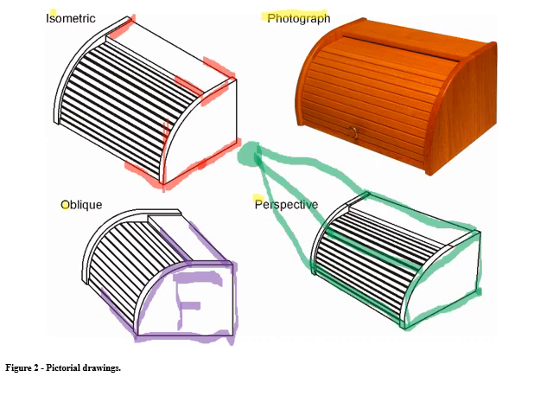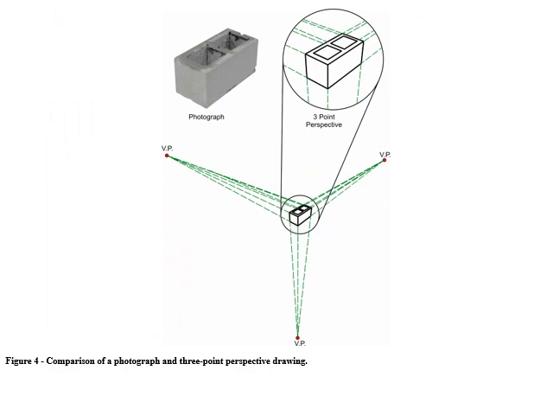So an isometric, the corner faces you and the lines go back 30 degrees. An oblique has the front view facing you, and a perspective uses vanishing points. So here's an example of a perspective drawing using the vanishing points.